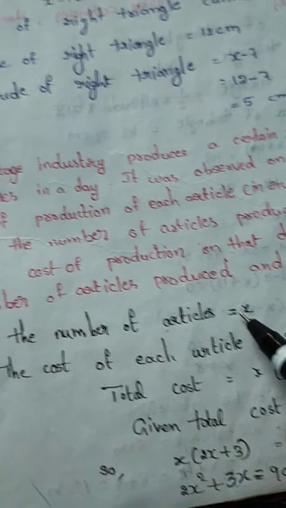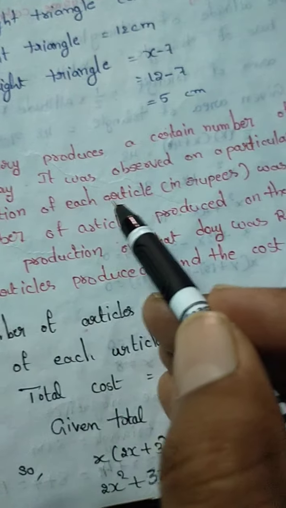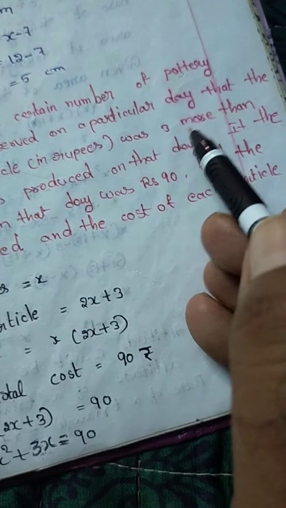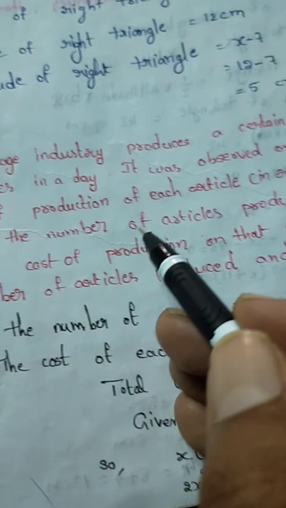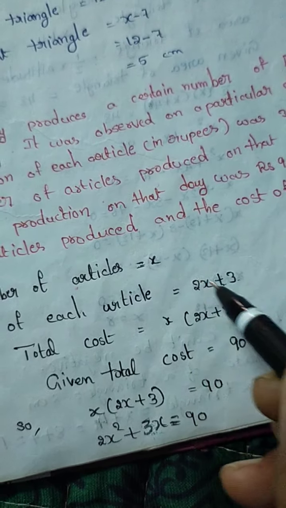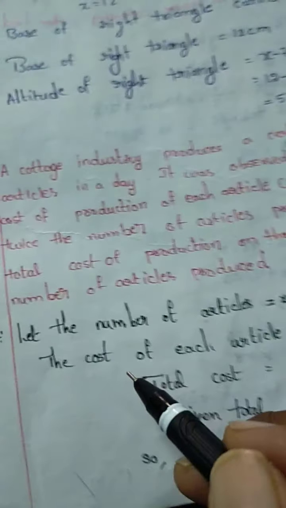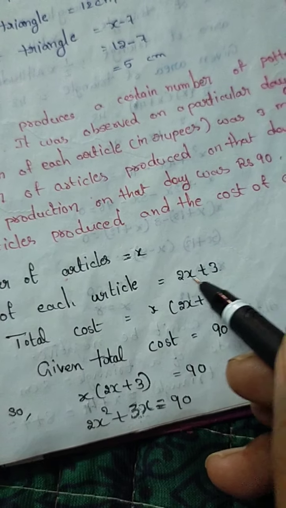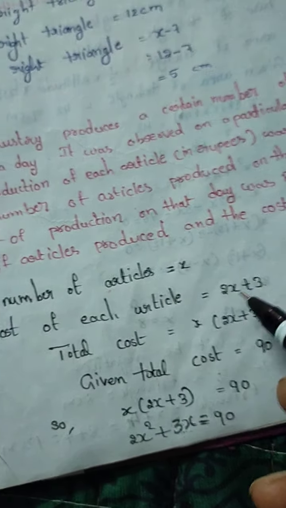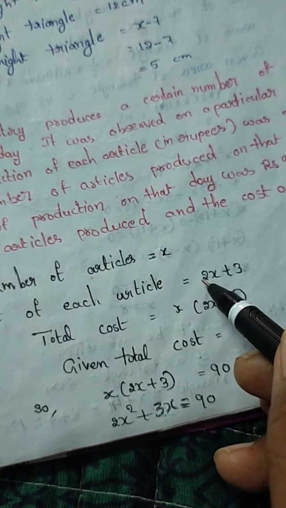The cost of production of each article was 3 more than, which means plus 3, twice the number of articles 2x. So the cost of each article is equal to 2x plus 3. Total cost is the number of articles into the cost.